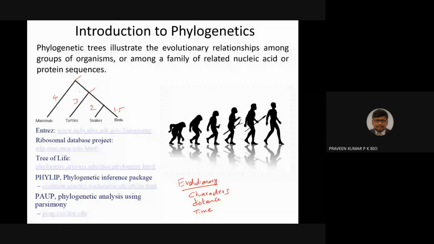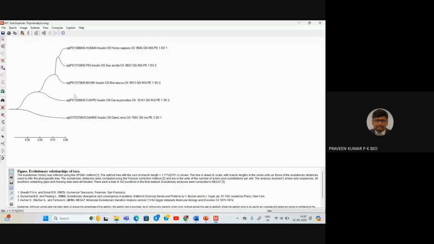Okay, if such a time gap is there, one is able to mention it here. For example, mammals to turtles, you can mention something like 40 million years, and for turtles to snakes, we can mention like 30 million, based on the data available. So other than the distance values in the trees, one can also see their time scale. This is an additional thing you can find in evolutionary trees. You got it? This is something we can find in the tree.